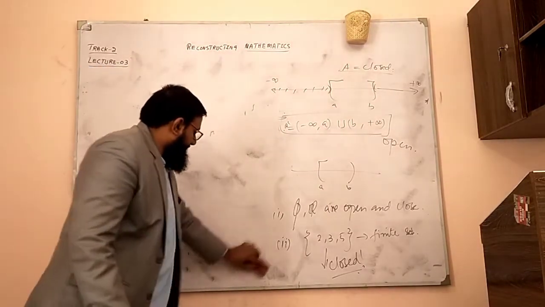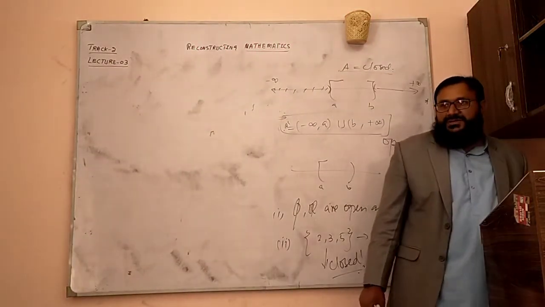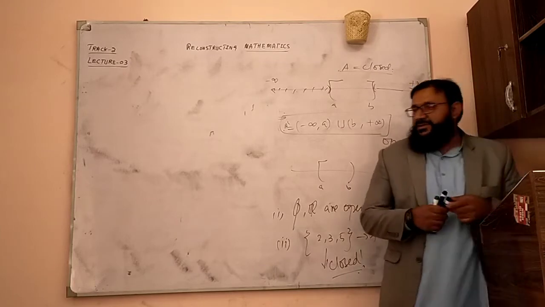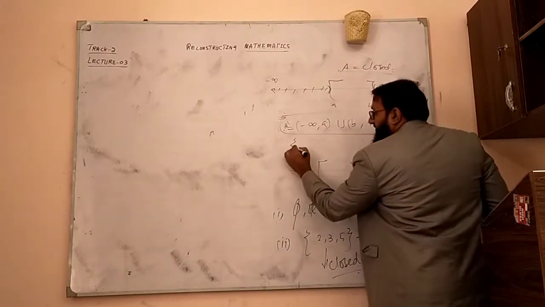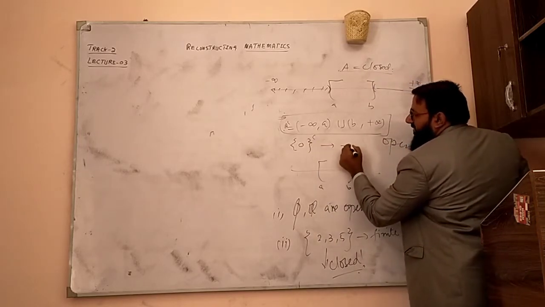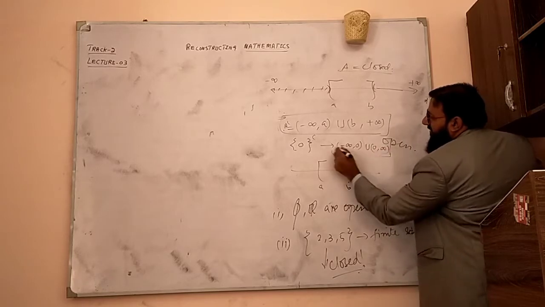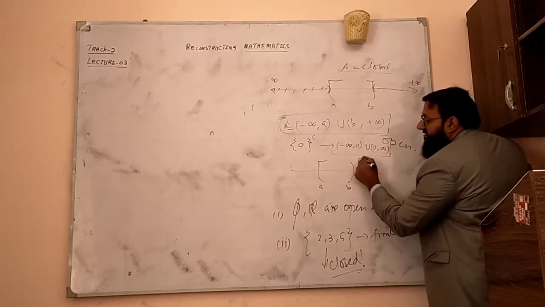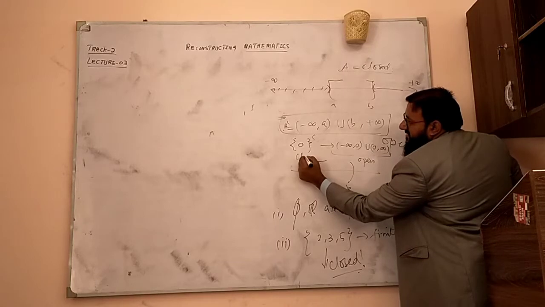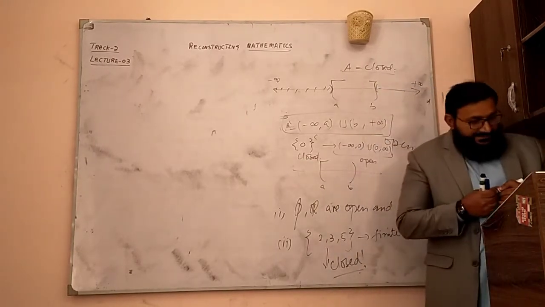A singleton set is closed. Yes. Because you take its complement, it's open. Your singleton set is, let's say, {0}. What is the complement? The complement of this set is from minus infinity to 0, union 0 to infinity. You know that this is open, this is open, so their union is open, hence this one is closed. Yes, it's a singleton set.